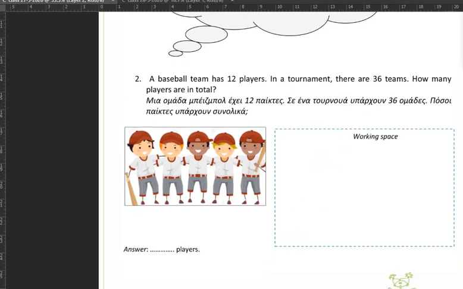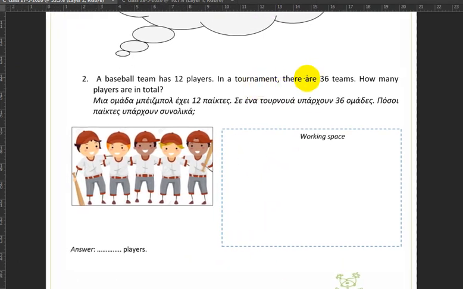Next, a baseball team has 12 players. In a tournament, there are 36 teams. How many players are in total? So let's do here 12 times 36.